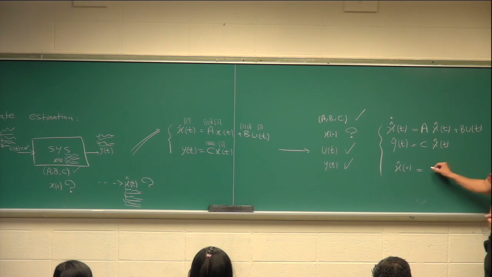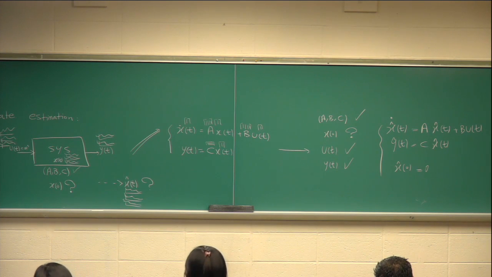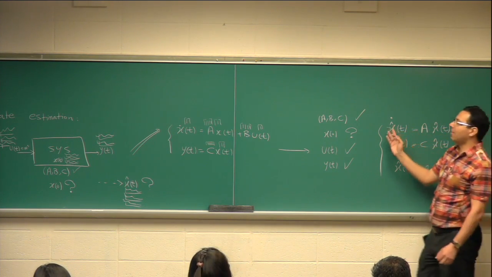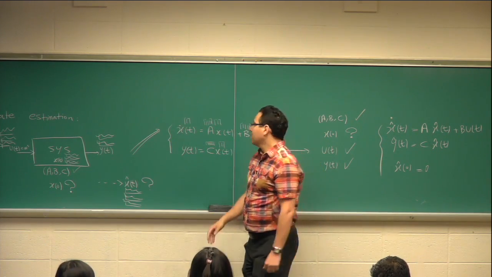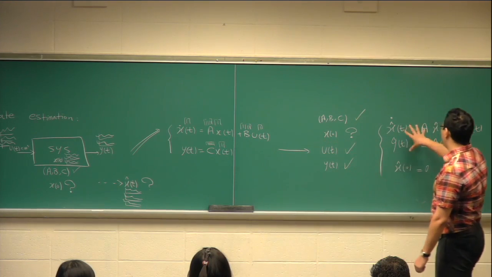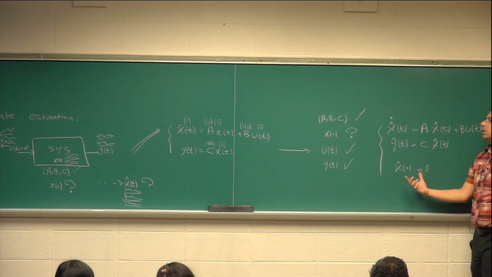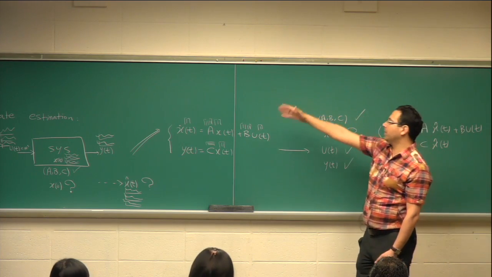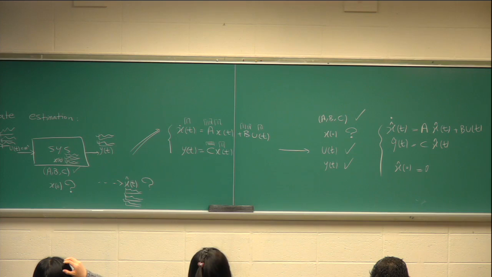Just 0. You have no idea about it, no information, 0. And it's easy to show that if you do it this way, this x hat has nothing to do with that x. The system just blows up. You try to simulate the behavior, you apply the same input, you use the same model. The model is ABC, the same input, a different initial state just simply means one signal is going down over there, another signal is going up. So this makes a problem.